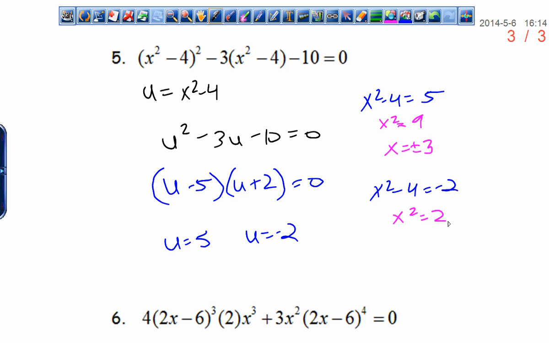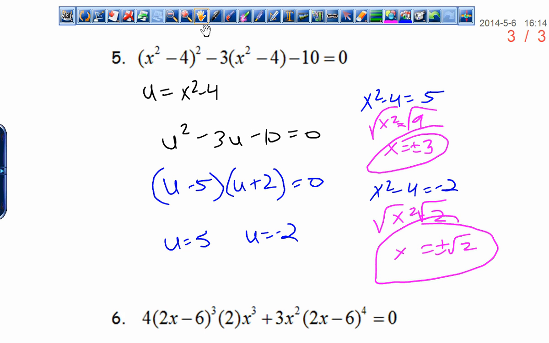And here we get x squared equals 2. Take the square root just like we did up there. Excuse me. Then we get plus or minus square root of 2. We're just going to leave that as our answer. All right. And last one, number 6.